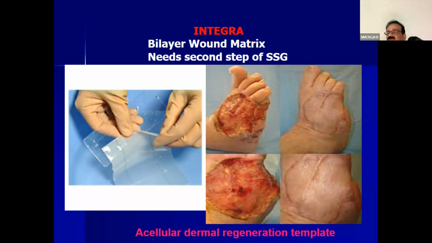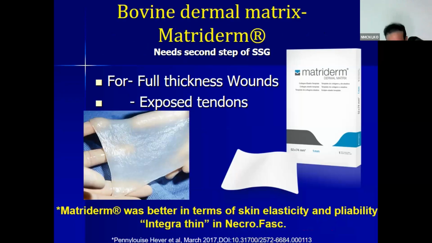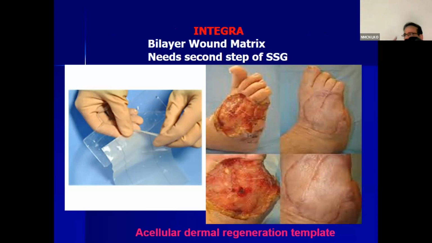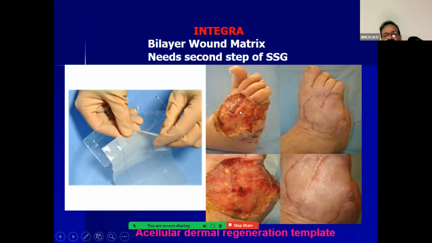And this is Integra, which we have in India now. It's a bilayer wound matrix. This and Matriderm are both available in India, but both of them need a second step of split skin grafting. That is the only problem. But definitely for small wounds, you don't need the SSG to be put. This is how, in the first sitting, the Integra is put. This is the tissue which has healed. Then subsequently SSG is put, and this is the final healing of the wound.